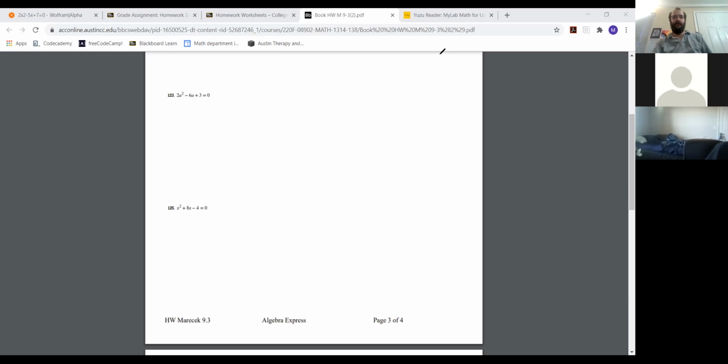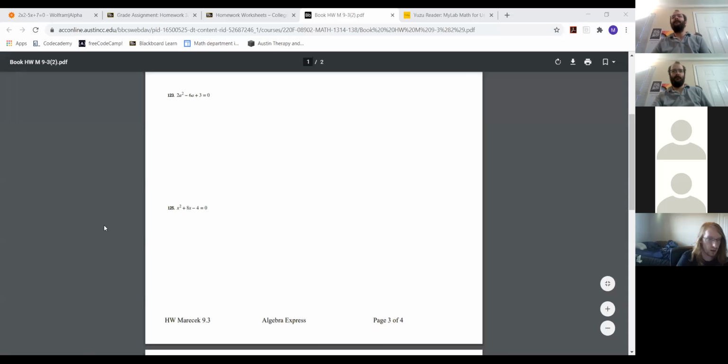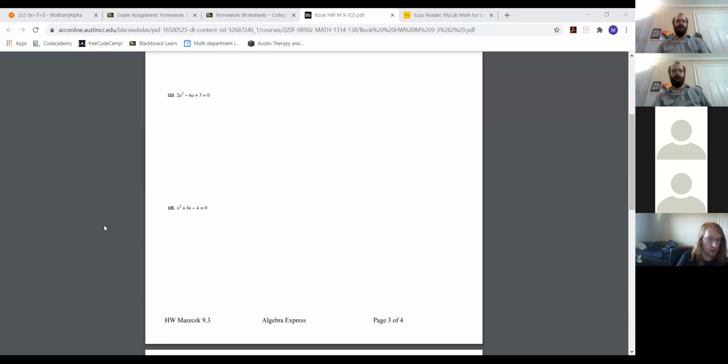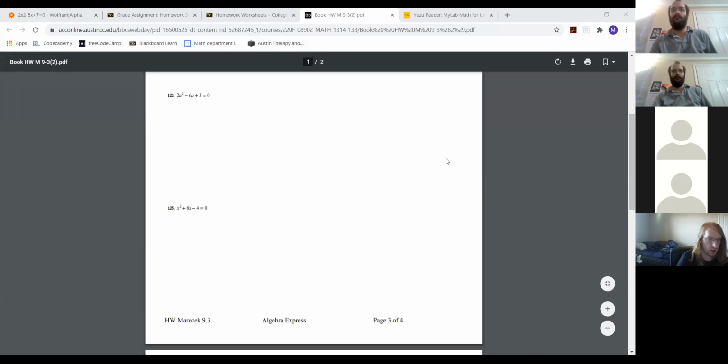Got room number 3. I'm going to lose my screen. Here's the screen. So what are y'all working on? I kind of skipped around because I got stuck on 123. I didn't know how to continue to simplify. I got stuck at 6 plus or minus 2 radical 3 over 4.